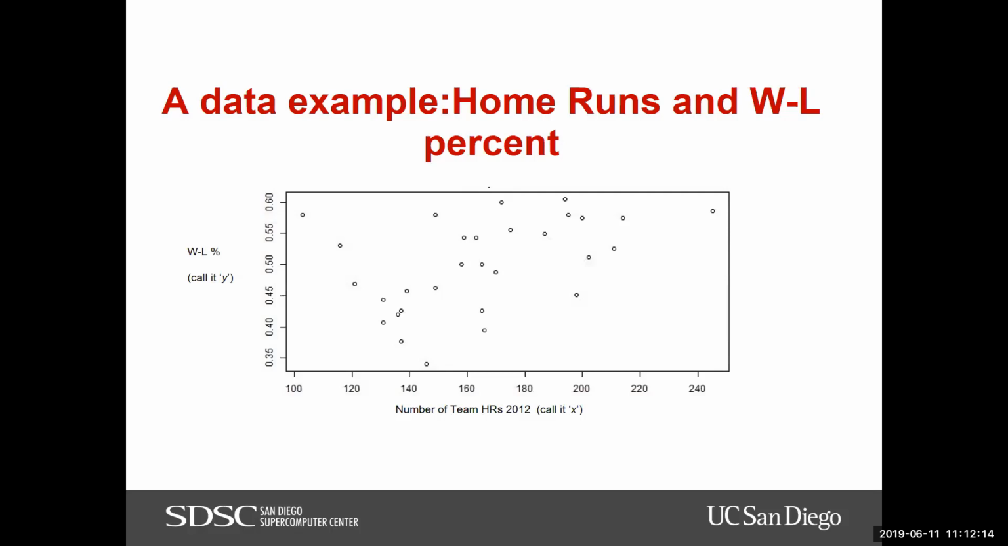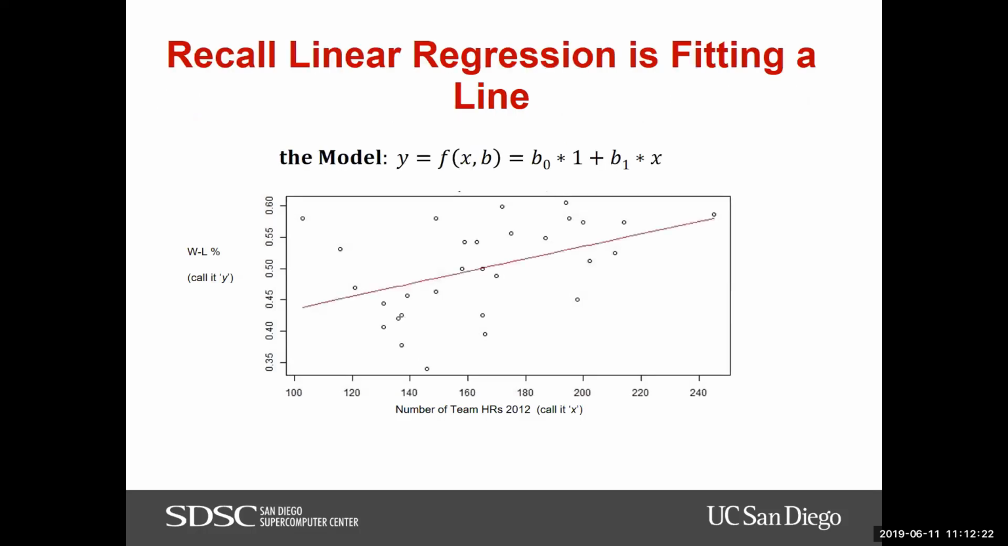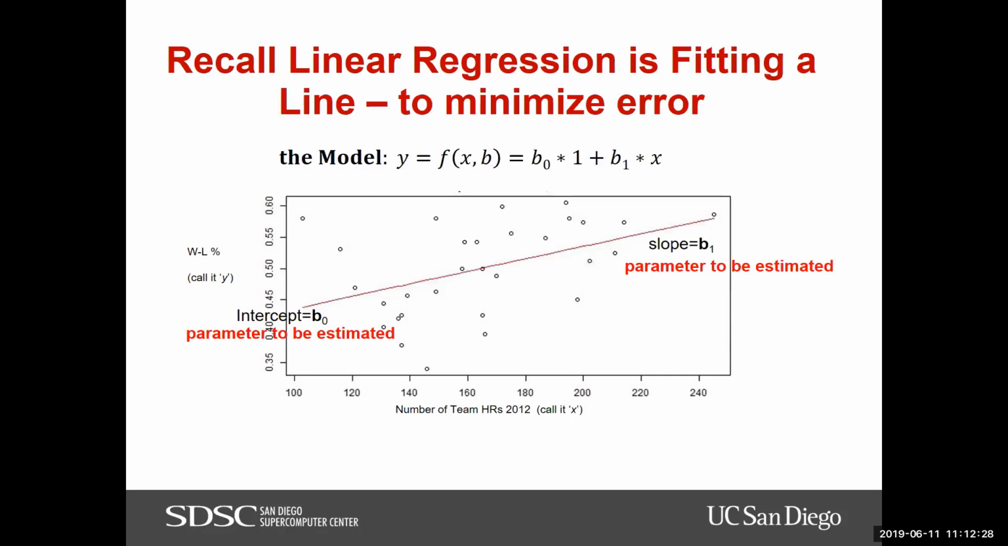And as you see, in general, as you hit more home runs, you tend to win more games, but not completely. And we can fit a line to it, okay? And this is just regression. We have a couple of parameters. One of the parameters is called the slope. The other parameter is called the intercept. We fit a line, and we have a certain amount of error and a certain measurement of how good our line fits.